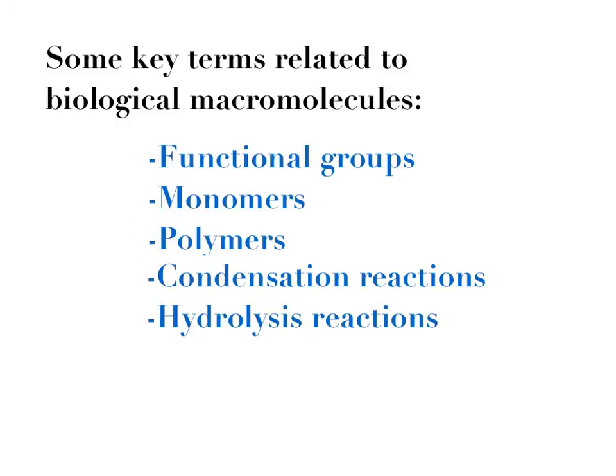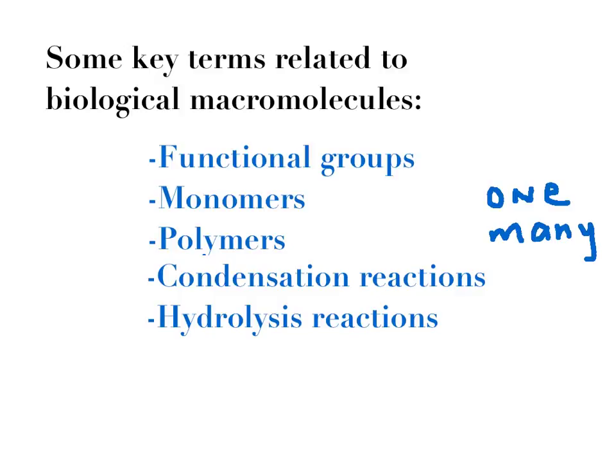Now, some key terms that you're going to want to be very familiar with as we work through the macromolecules include the functional groups, which we've already talked about, monomers, and the prefix mono means 1. So monomers are molecules that are made up of only one molecule, one main base group to the molecule. Polymers, poly is a prefix that means many. And so these are large molecules made up of many, many smaller repeating molecules. So polymers are made up of monomers.